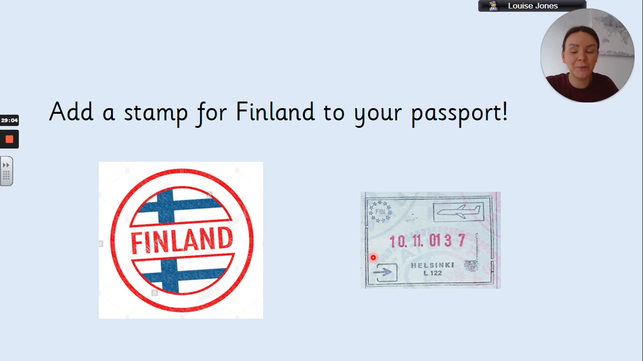I've done 2 examples here, but you can design your stamp however you like. And if you would like to take a photo and upload that to Seesaw, then that's great. If not, that's okay. You could always leave it till the end of the unit and take a photo with all of your stamps in there, and upload that at the end of the unit. That's okay. So you could either just go for something simple like this one here on the left, where it just says Finland, or you could go for something over here which has got the date on it. You can change that date, obviously, for today's date.